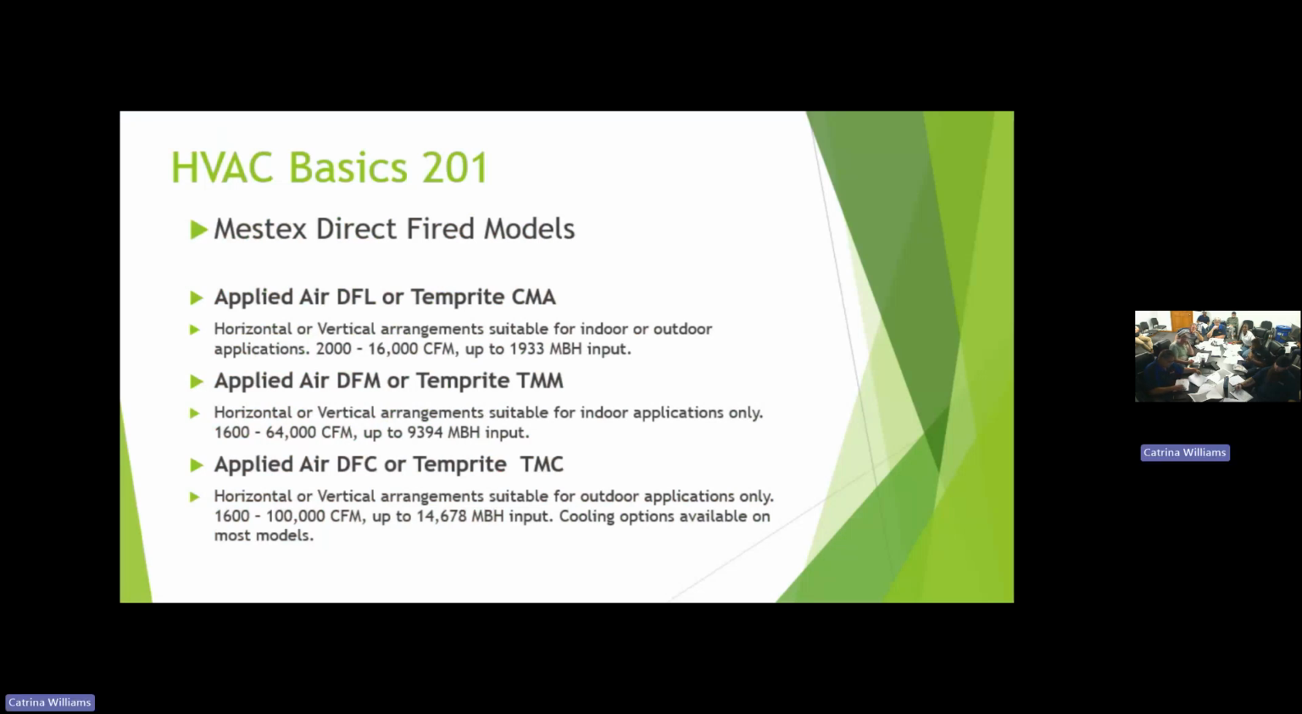Our Applied Air DFM or Temp-Air TMM, again, we can make horizontal or vertical. This one's for indoor applications only.